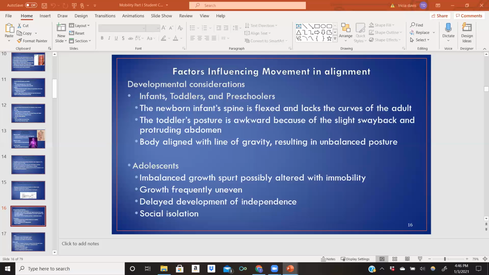Then you have adolescents. They have an imbalanced growth spurt, possibly altered with immobility. Growth is frequently uneven. Sometimes I've seen it with girls, I've seen it with boys. One breast may grow bigger than the other. You have delayed development of independence and then social isolation.